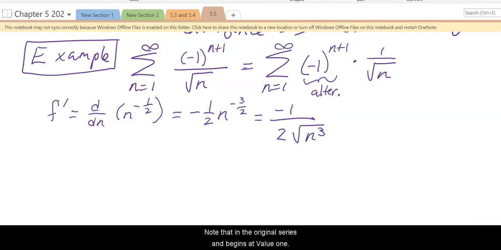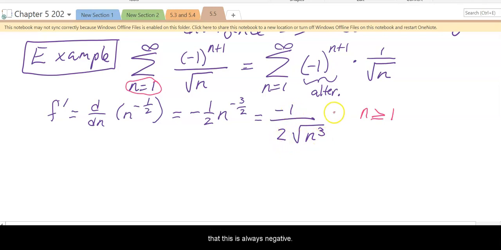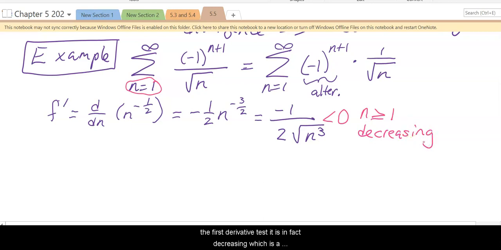Note that in the original series, n begins at value 1. For n greater than or equal to 1, I know that the square root of n cubed will always be positive. 2 is positive, which means that this is always negative. Because it is always negative, I have actually proved using the first derivative test that it is in fact decreasing, which is a stronger condition than what I really needed, which was just that it wasn't increasing.